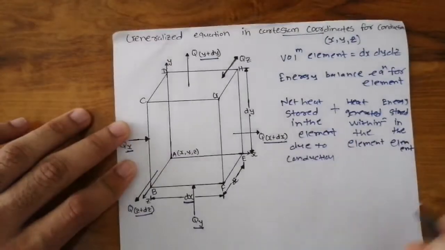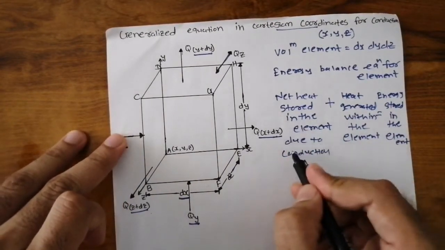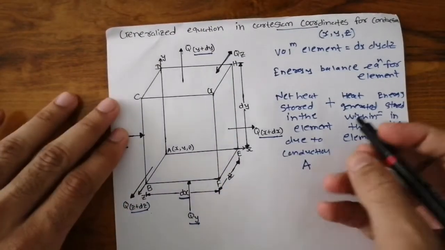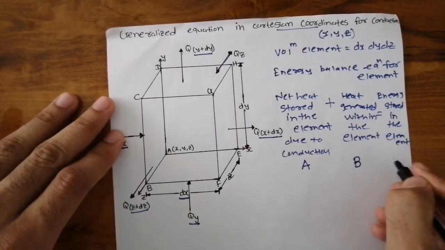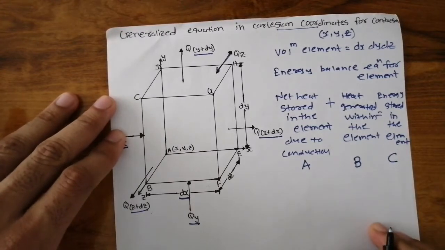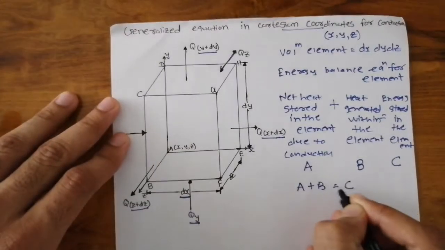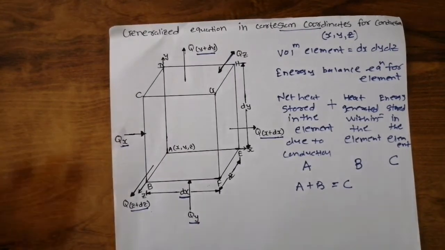So our energy balance equation is divided into three parts. In part A we consider the net heat stored in the element due to conduction in each and every direction: x, y as well as z. Then part B is the heat generated within the element, and part C is the energy stored in the element as thermal energy. So we can also write A plus B is equal to C. So our equation is divided into three parts. Now we derive the equation for the first part, then the second part, and then the third part.